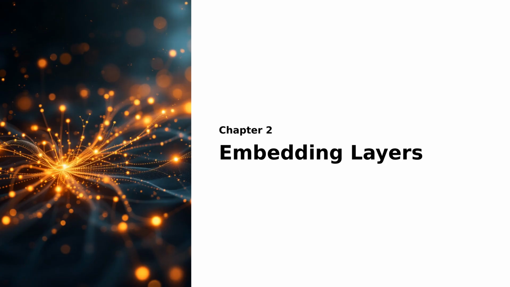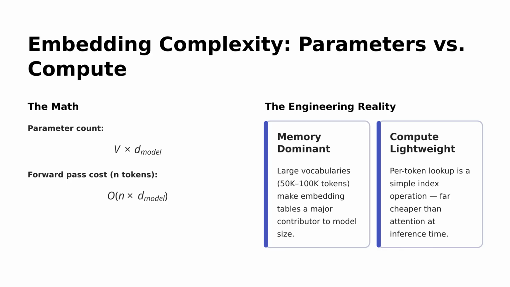In Chapter 2, we'll focus on embedding layers, which are a core building block in many modern machine learning models. Embeddings let us represent discrete items, like words or tokens, as dense numerical vectors that capture useful patterns and relationships. In this chapter, we'll look at why embeddings matter, how they're learned, and how they help models work more effectively with language and other structured data.